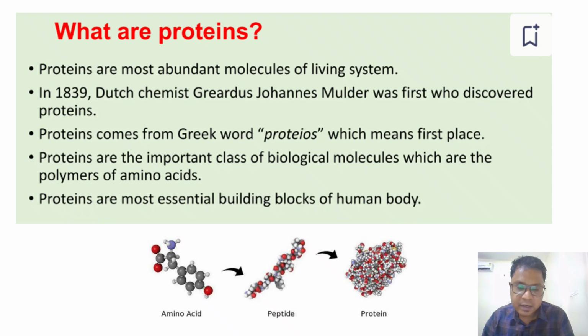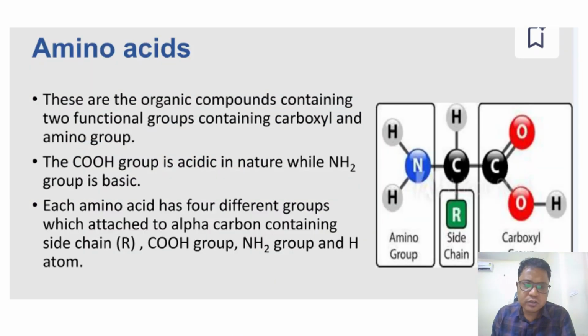Okay, so we can see the pictorial representation of protein. What is protein? You can see that amino acids form a peptide by amide bond formation, and then the peptide gives the protein. So let us first know what is amino acid. This is the building block of protein.